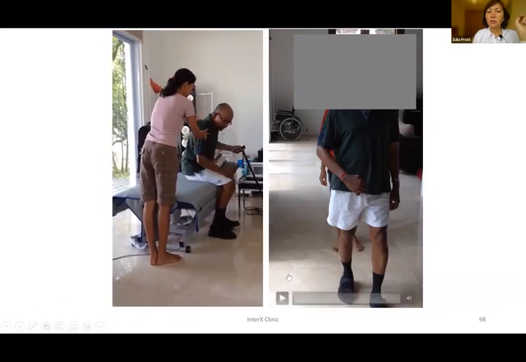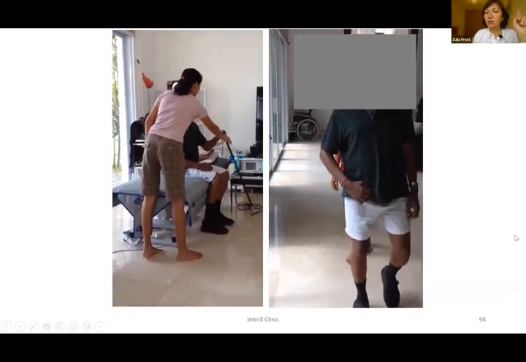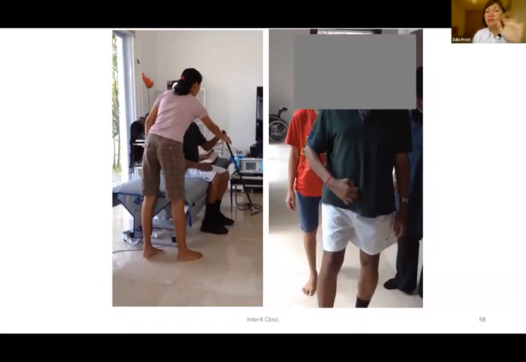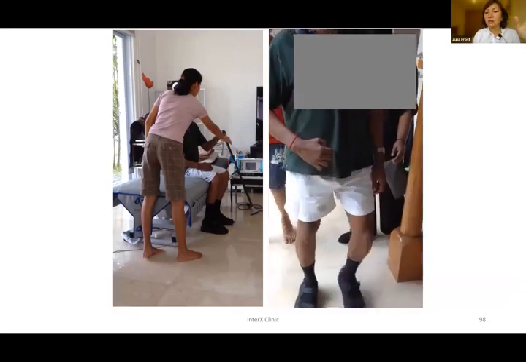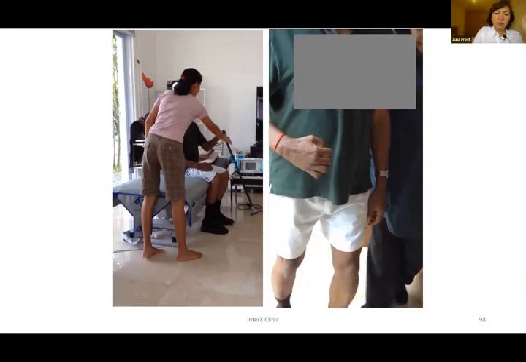See how unstable he is? And this is after 4 days I treated him. Walking without a stick, much stronger. And this is just the InterX device here. It's much stronger. Of course, assisted and everything.